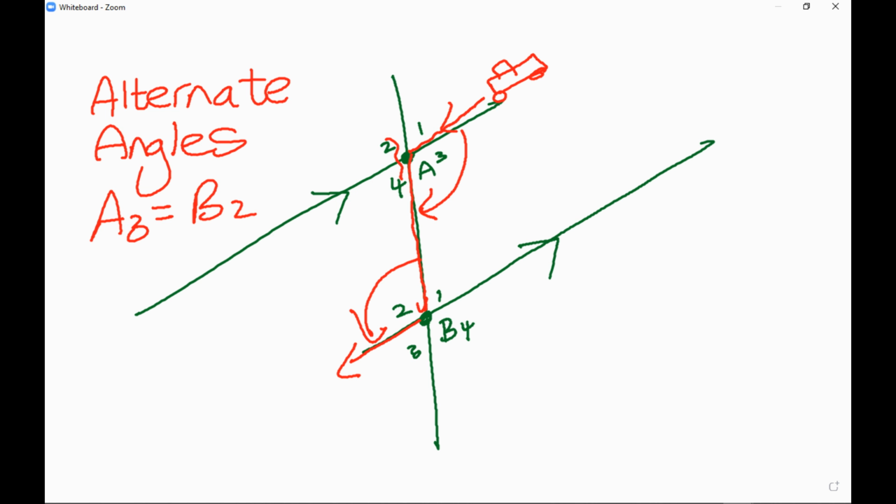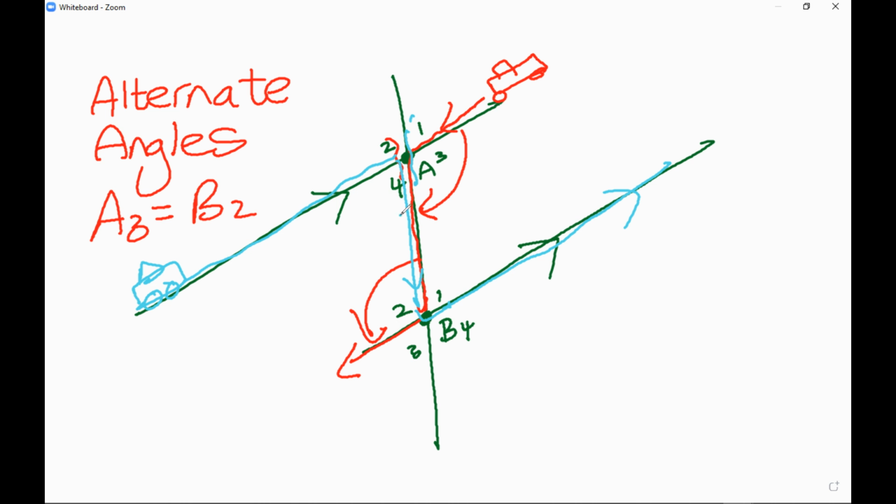All right, now on the way home, I decide I'm going to come back, and they open up the road, but they block the other side. So I'm going back home now. And as I go home, oh no, they block the road. So I go down this way and I take another alternate route. Can you tell me which two angles are equal now? Type the letter and the number equal to the letter and the number.